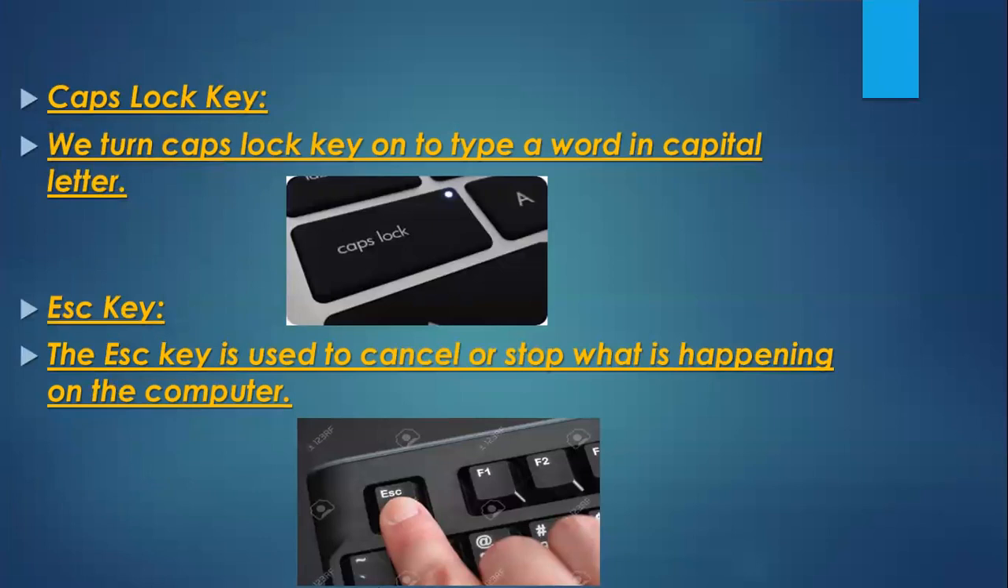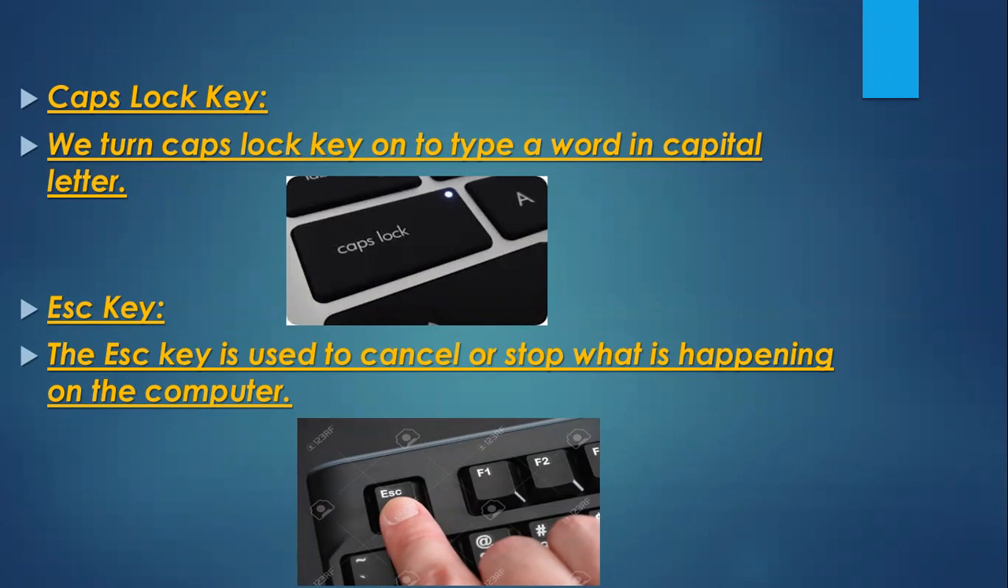Okay, now here come some more special keys like the caps lock key. What is the function of the caps lock key? We turn the caps lock key on to type a word in capital letters. It means that by turning on the caps lock key, we can also type capital letters. And when you turn on the caps lock key, you will also see a light turn on. It means that caps lock is on. Now whatever you type will come in capital letters.